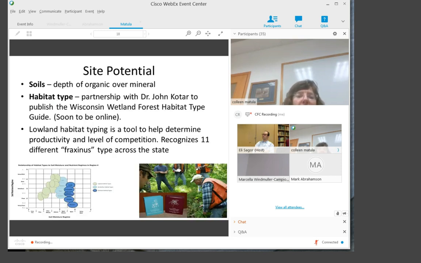And as I mentioned before, managing these sites, probably the two important things to take a look at are soils, your depth of organic soil, that peat over mineral, and how close mineral is to the surface, because that's going to tell you a little bit about the swamping potential, but also perhaps other non-ash species that you could plant there or try to regenerate at the site. Habitat type is really important as well. In Wisconsin, we recognize that there's 11 different Fraxinus types across the state. So not all ash stands are created equal.